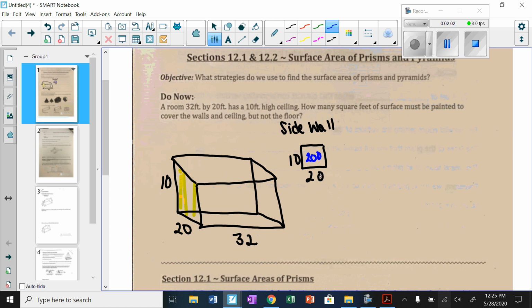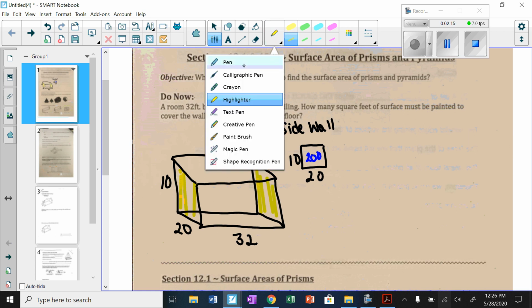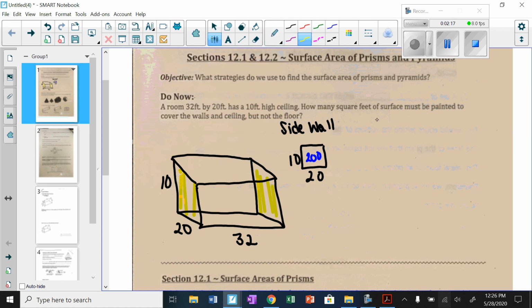But aren't there two side walls that are the same? Like in a rectangular prism, the opposite sides are congruent. So this side wall has to be equal in surface area to this side wall. So we're going to say side walls will be 2 times 200, which is going to be 400.